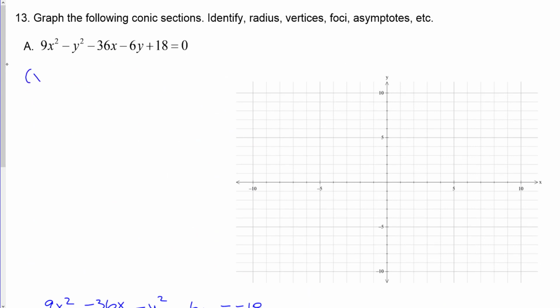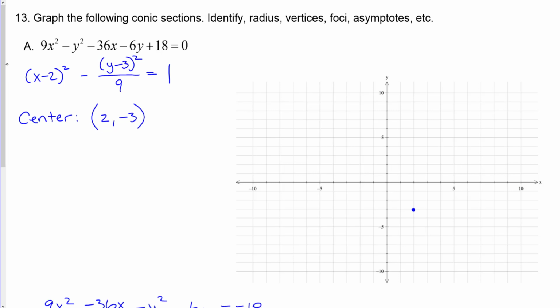So (x − 2)² − (y − 3)² over 9 equals 1. Alright, so the center, that's an easy thing. It's going to be at (2, −3). So (2, −3) is right there.